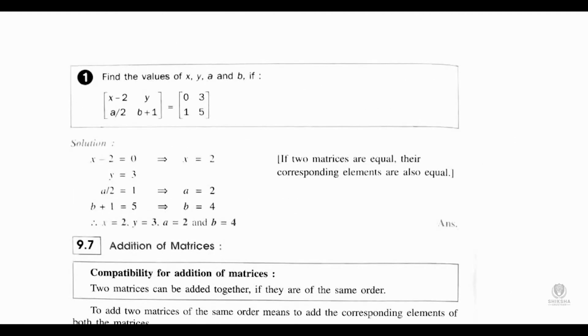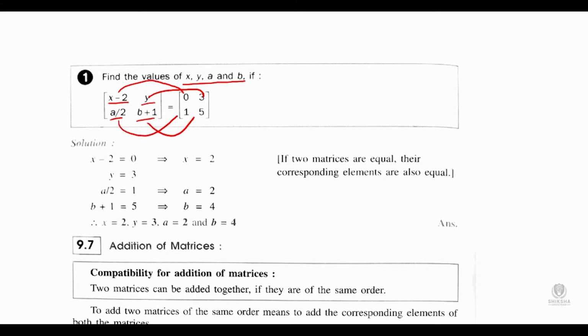For example, find the values of x, y, a and b if the matrix x minus y, x minus 2, y, a by 2, b plus 1 is equal to this one. This is simple and it is linear. x minus 2 equal to 0, y equal to 3, a by 2 equal to 1, b plus 1 equal to 5.